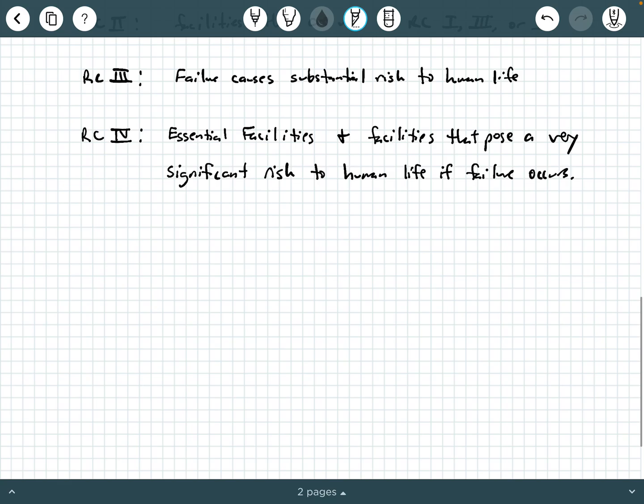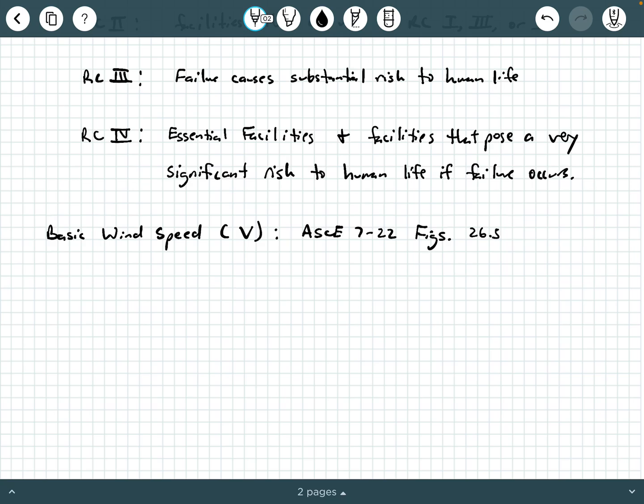Another important vocabulary word is called the basic wind speed, all right? So let's write this down, basic wind speed. And we abbreviate that with the letter V, capital V. Now, where do we get this? This comes from ASCE 7-22, and we can get this from figures 26.5-1, and there's a set of those. There's several of these. They're maps, but we get these basic wind speeds, and these are based on risk category that we just talked about.